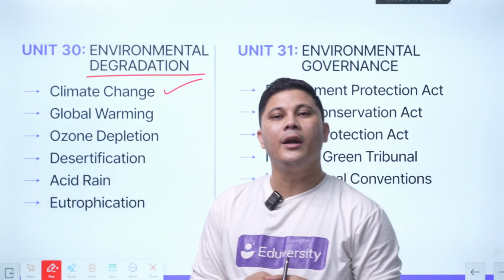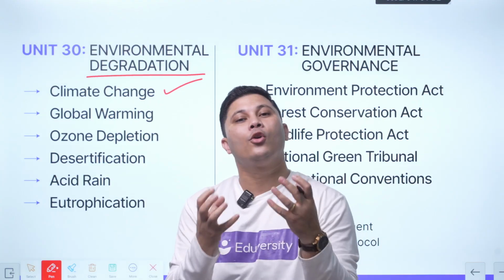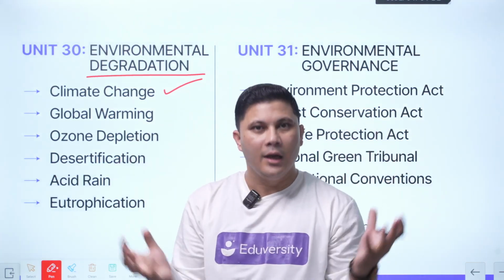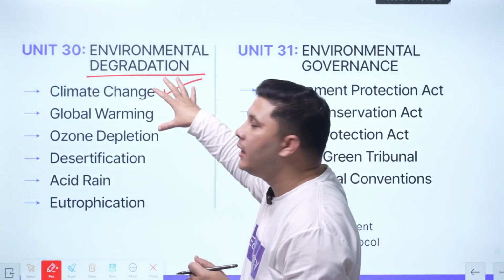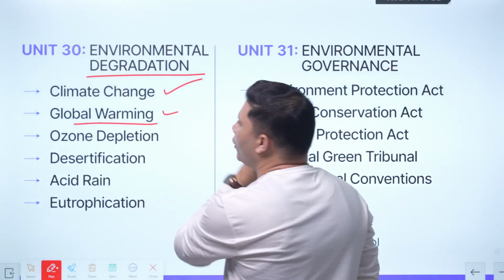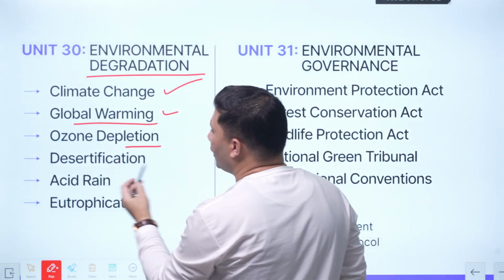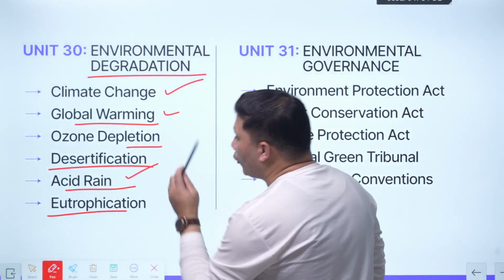You got a point, right? How SDG 13, climate change, has become the core principle of all the countries of the world, how through SDG 13 we are tackling climate change, how we are trying to prevent global warming. You got a point, right? What is ozone depletion, desertification, acid rain, then eutrophication.